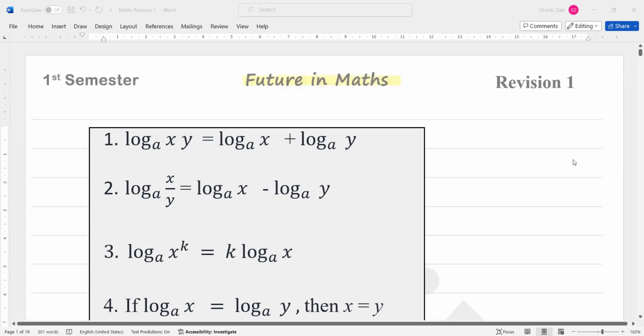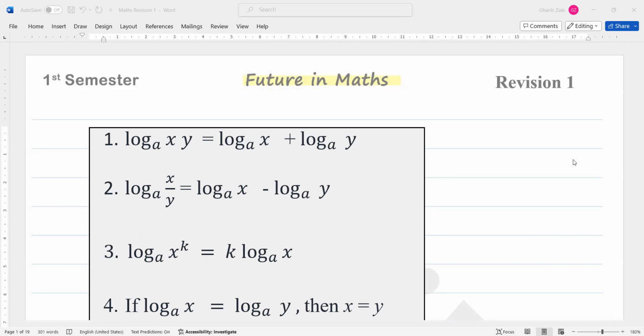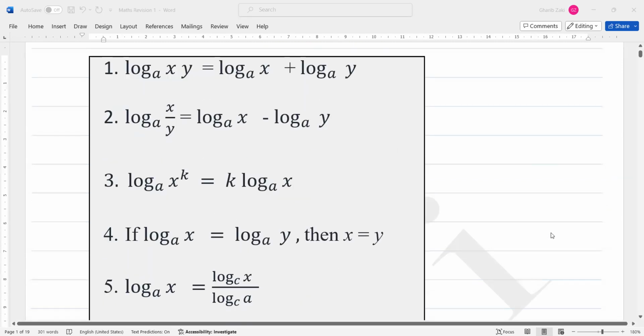Okay, this revision one about mathematics. We're starting the revision by looking at the rules. The first law: log xy equals log x plus log y to the same base a. Log x over y, division becomes subtraction. So it's log x minus log y to the same base a. Log x to the power k equals k log x to the base a.